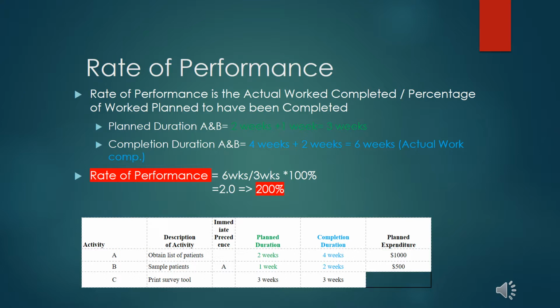On the table also, we see the completion duration of these two activities, that is activities A and B, is equal to 4 weeks plus 2 weeks, which will give us a total of 6 weeks. This 6 weeks is the actual work completed so far. Therefore, the rate of performance is equal to 6 weeks divided by 3 weeks, multiplied by 100%. 6 weeks divided by 3 weeks will give us 2. We will then multiply this 2 by 100 to get the rate of performance, which will give us 200%.